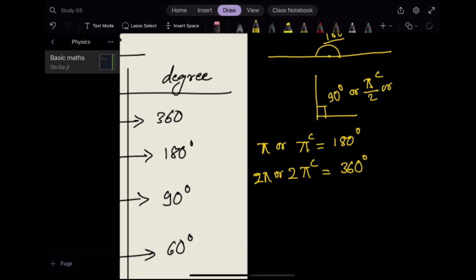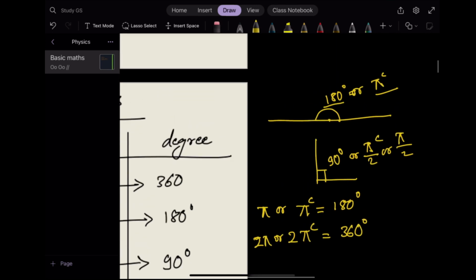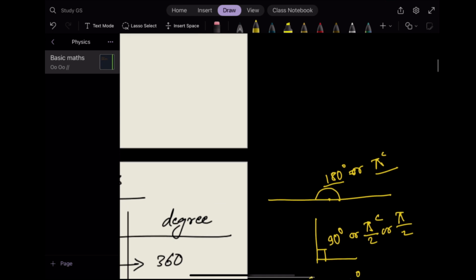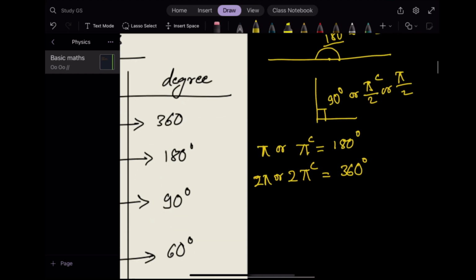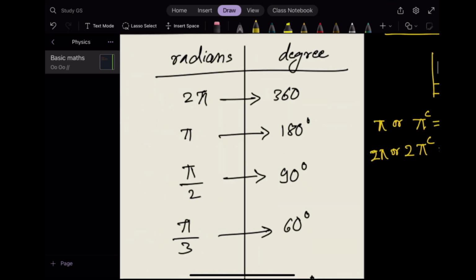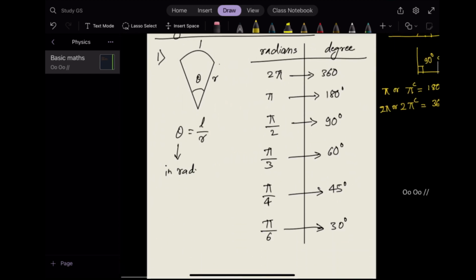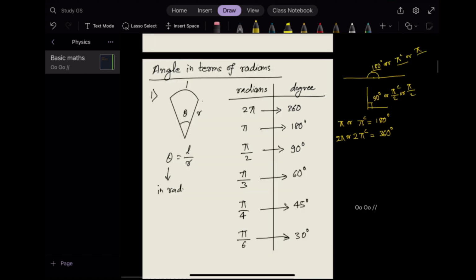So yes, or pi by 2, or pi. Okay, so here we have all the angles. So just let's look into it.